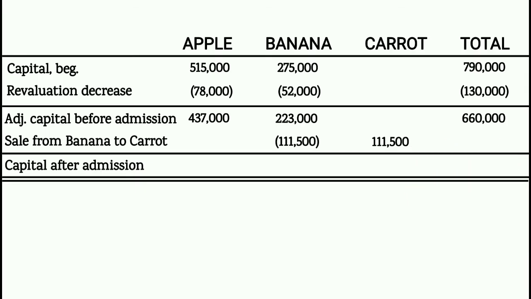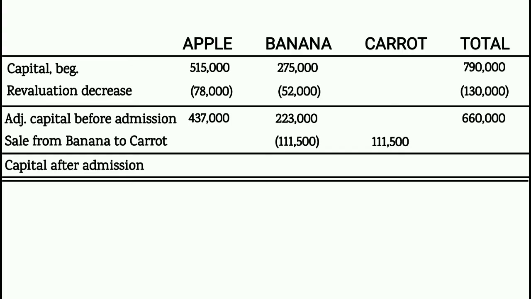Take note, the sale from Banana to Carrot has no effect on the total partnership capital. Why? Because the sale is a personal transaction between Banana and Carrot. That's why the partnership capital is not affected.